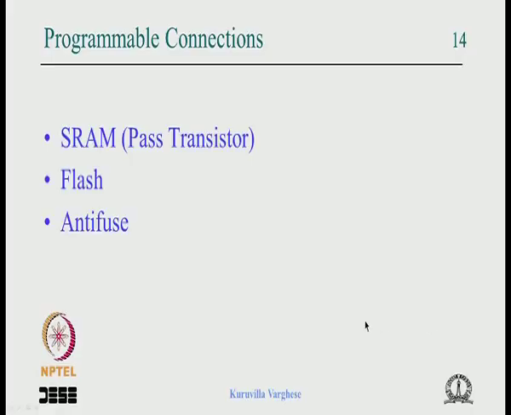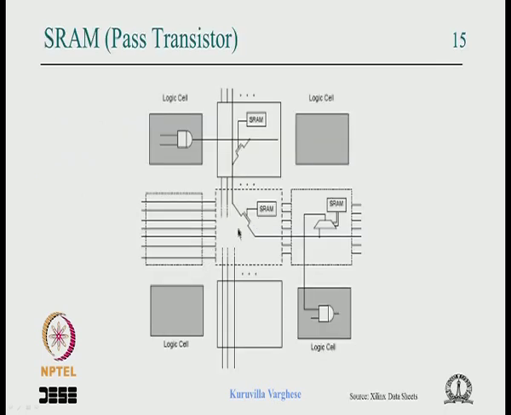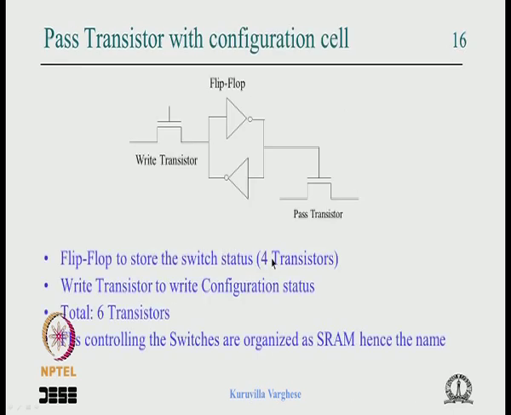And so last time we said these are the three programmable interconnection technologies. The SRAM uses the pass transistor as a switch with the gate status stored in a flip flop which is arranged as SRAM, so the name SRAM. And the flip flop consists of cross coupled inverters which occupy 4 transistors, the right transistor, and the real switch. It consists of 6 transistors, quite big, and that is why the logic blocks are made big.